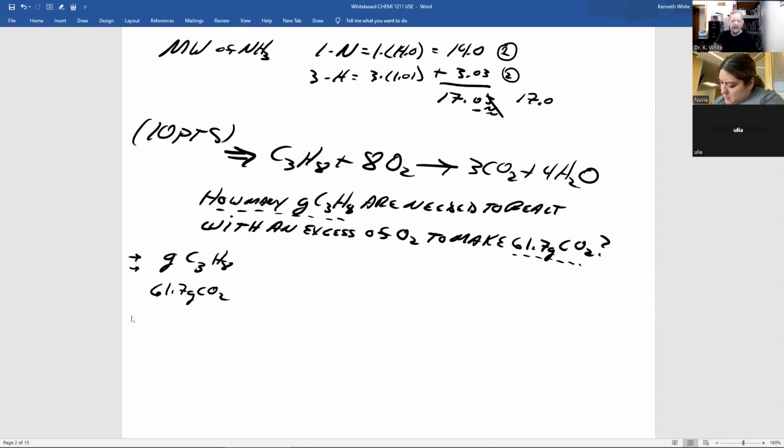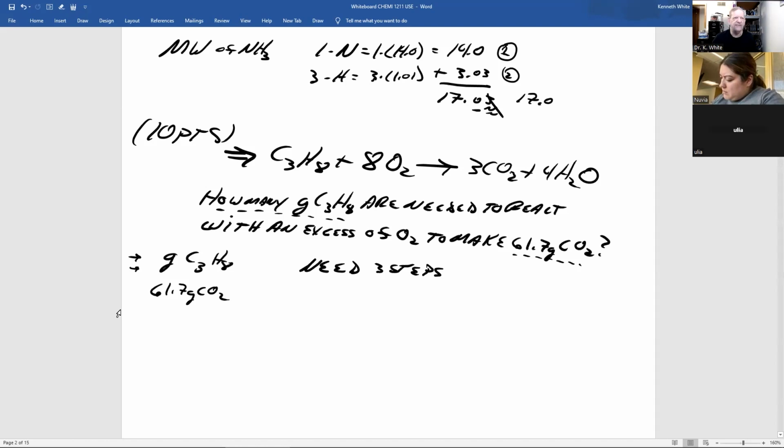So, how do we proceed? Notice you're trying to go from grams of one compound to grams of another. That's what the G is. You can't do it in one step. You need 3 steps.